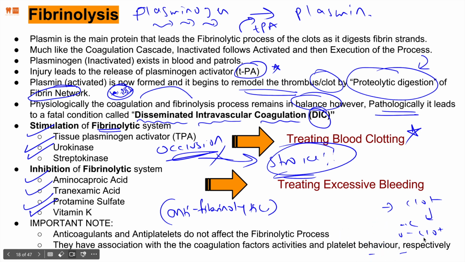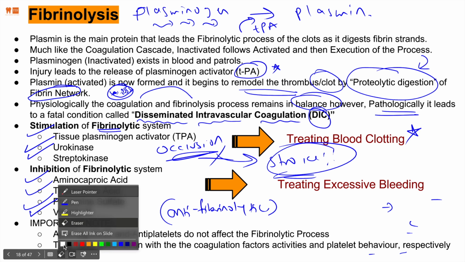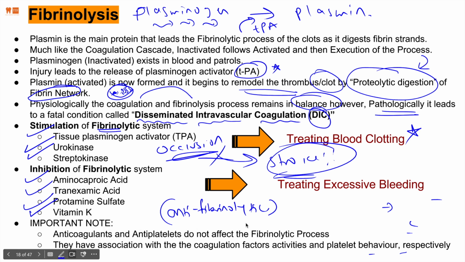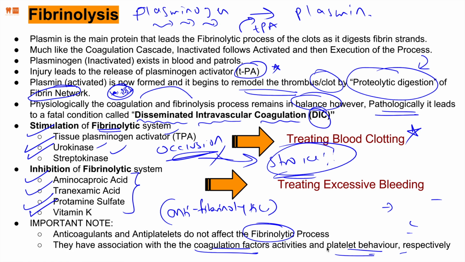Okay, so moving on, in the important notes section here, we notice that there are anticoagulants and antiplatelets that don't affect the fibrinolytic activity, right? None of these are actual antiplatelets or anticoagulants. They're not. They're a separate entity. They're known as fibrinolytic and antifibrinolytic. That's all it means. They have association with coagulation factor activities and platelet behavior, respectively. Anticoagulants have anticoagulant factors. Antiplatelets have platelet behavior changes, but not fibrinolytic. So this section is solo.